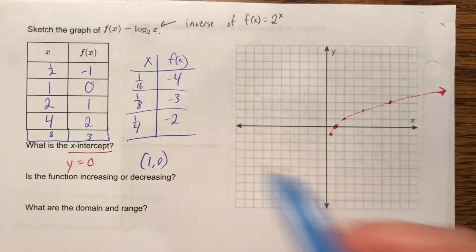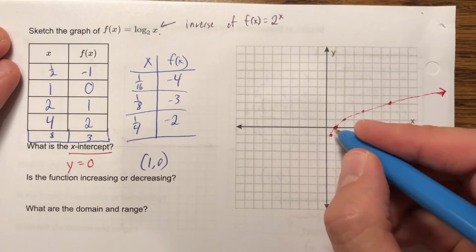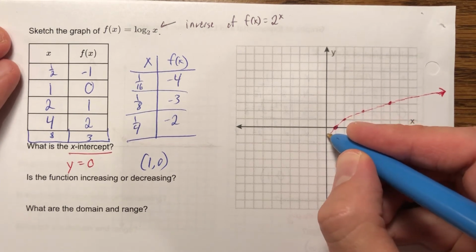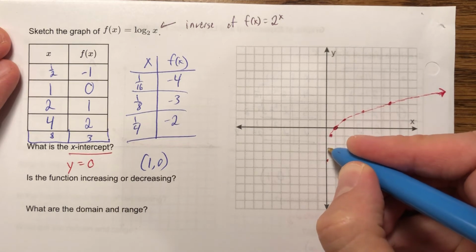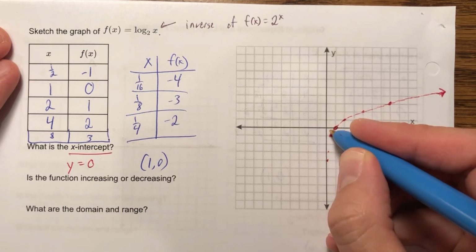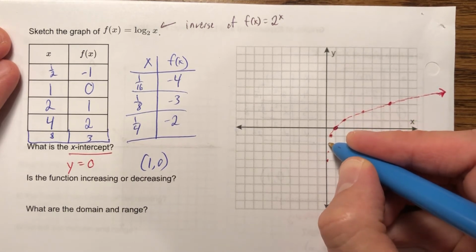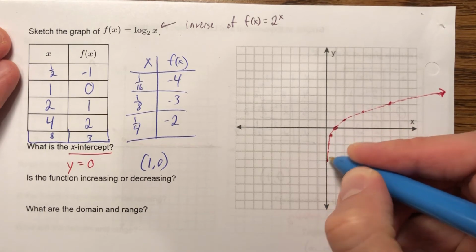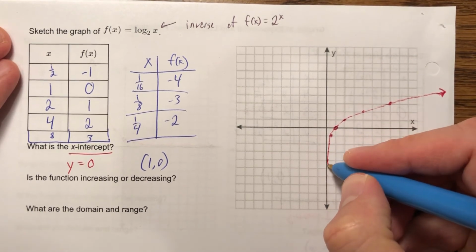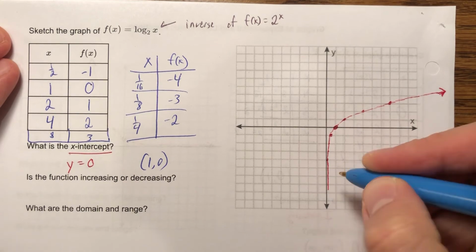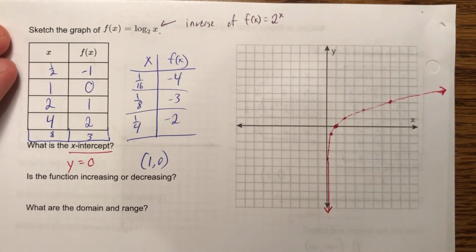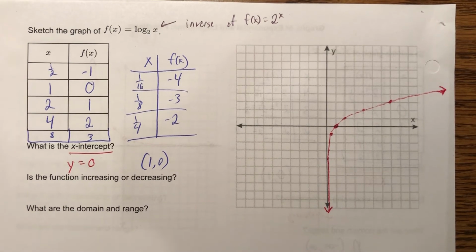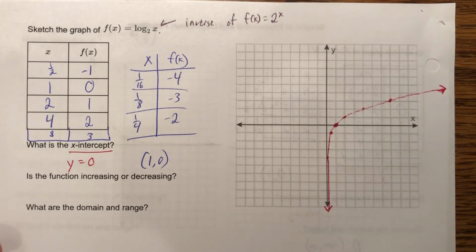Let's plot some of these points, though. 1/16 and -4. 1/8 and -3. 1/4 and -2. Okay, so here's the deal. We're going to get super duper close to the y-axis, but we're never ever going to cross it. Oh, looks like an asymptote to me. Okay, let's answer some other questions, then we'll get down to it.